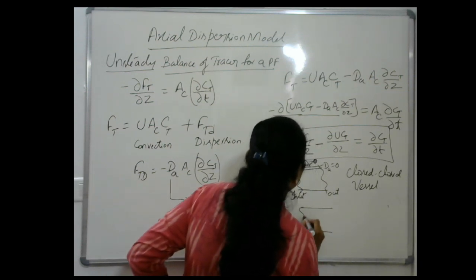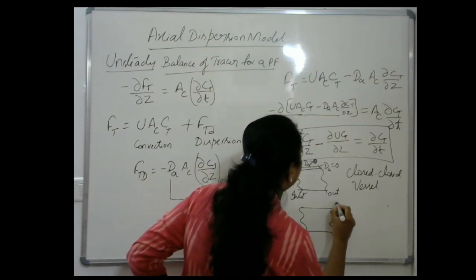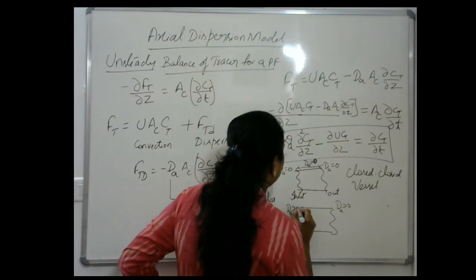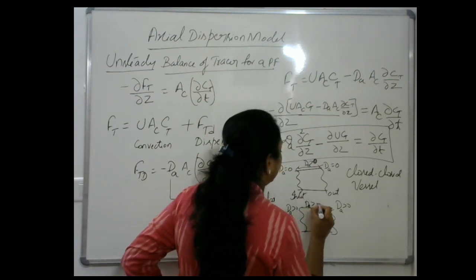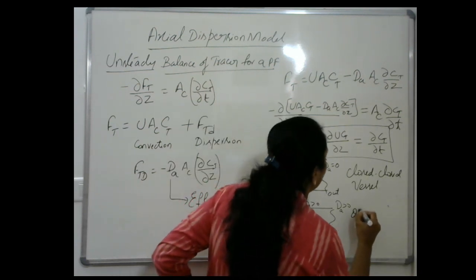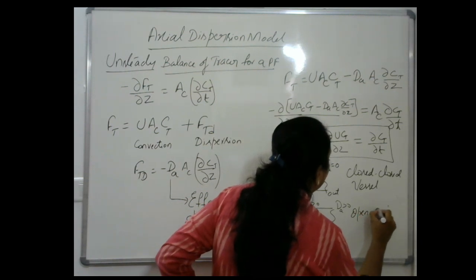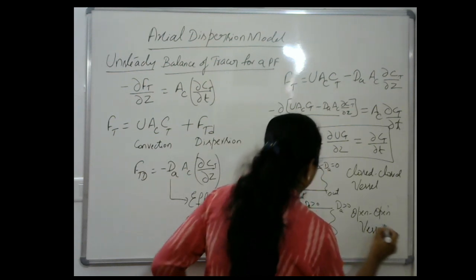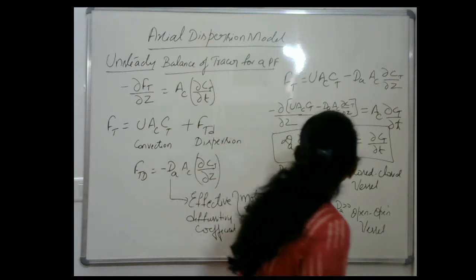Next one I'll consider, wherein D_A is greater than 0 here, D_A is greater than 0 here, and D_A is greater than 0 here also. This is an open vessel. So here, now you have understood.